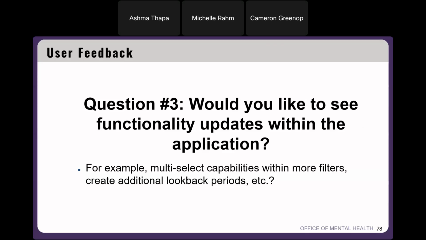That creates an or logic. So if you select homeless in the past year, and then let's say shelter in the past year specifically, that would look for people who are homeless or shelter homeless in the past year. So more multi-select capabilities, that seems to be resonating with people based on your feedback. And then additional look back periods or any other functionality updates that you would find helpful in the application.